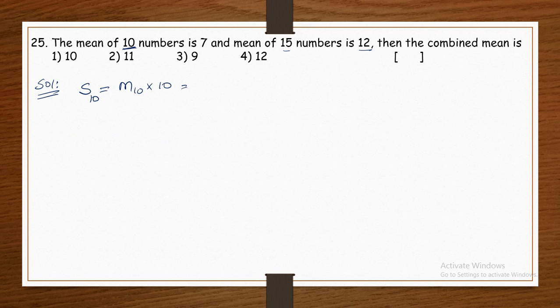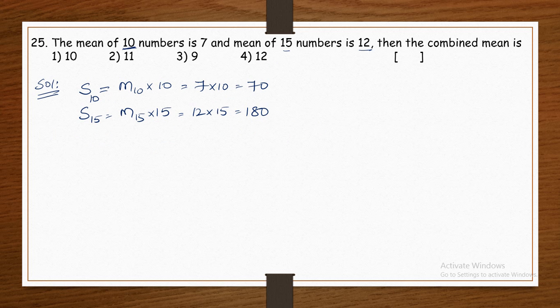Which is nothing but 7 into 10, which gives me 70. The same way, the sum of these 15 observations is given by the mean of 15 observations into the number of observations, which is 15, which is given by 12 into 15. So 150 plus 30, which gives me 180.